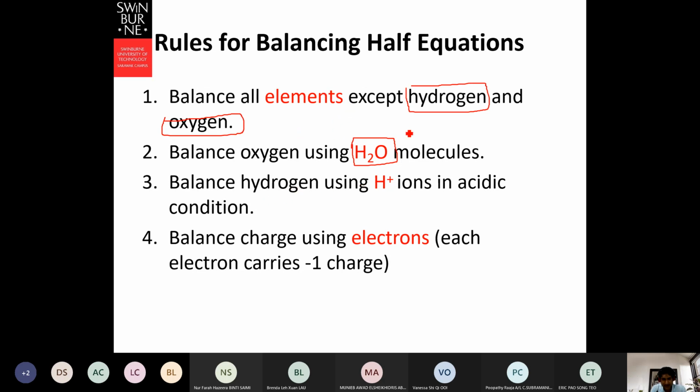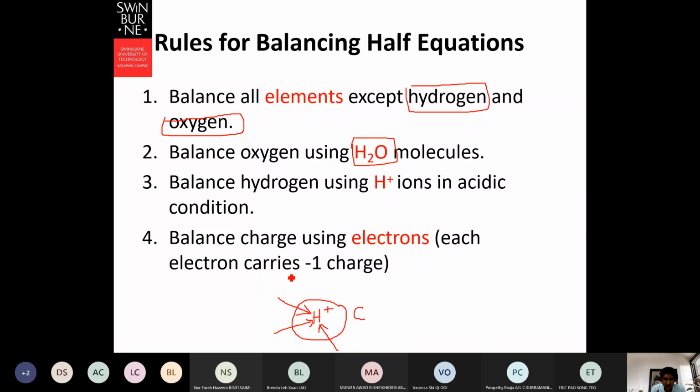If it is said to be acidic condition, that means the solution is able to donate hydrogen ion, isn't it? That is an acidic solution. So acidic medium means we should not have any deficiency or shortage of hydrogen ion. We should have enough hydrogen ion in the acidic medium. We do not have to bother about hydrogen ion in the acidic medium. So hydrogen we should balance with this hydrogen ion in the acidic condition.